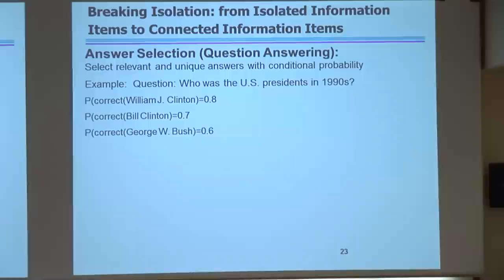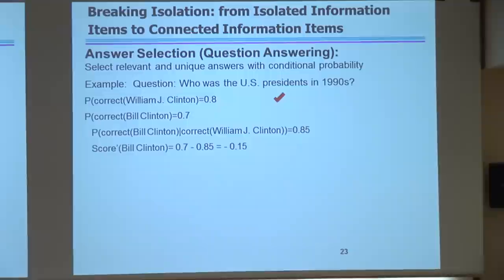And what we can do with the joint model is, we will select the first one, because at this time we do not have any duplicated answers. We will go ahead and select the first one. But for the second one, we will be able to calculate a new score of this answer. The first part of this new score represents the probability of relevance, the marginal probability of relevance. And the second component represents the conditional probability that considers the already selected answers. Because Bill Clinton and William Clinton are very similar, that's why this conditional probability is high. And then we can calculate a new score for this answer.